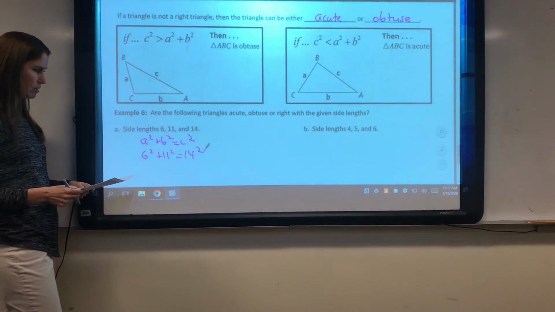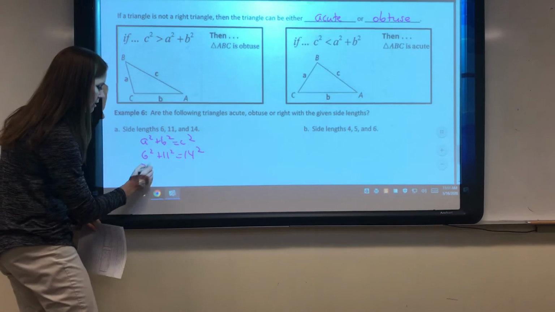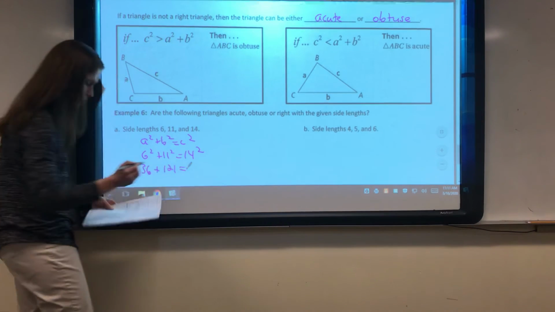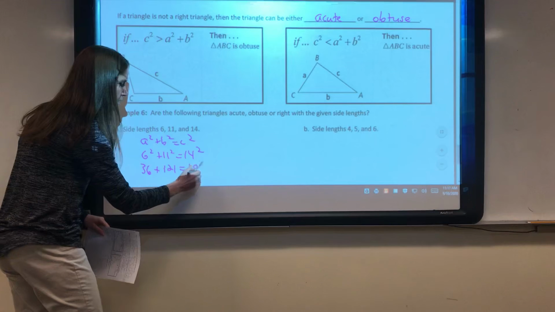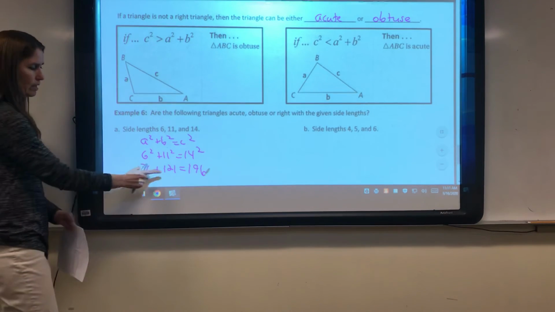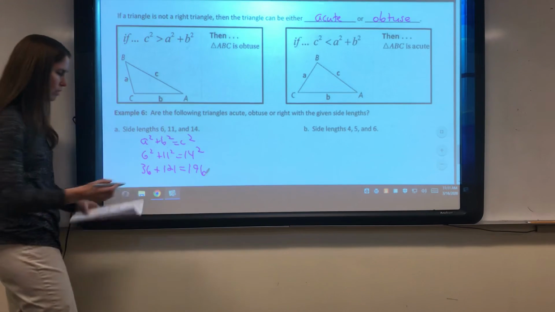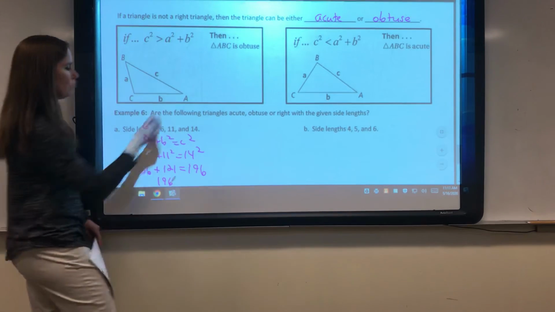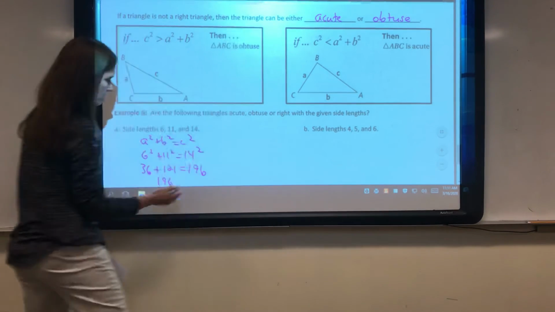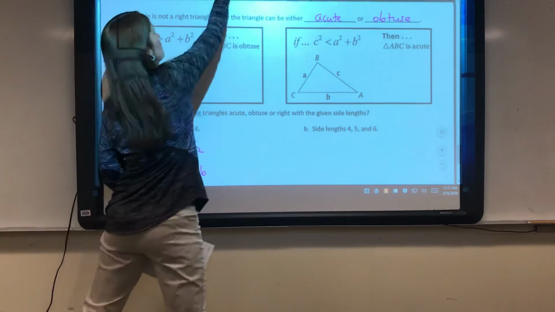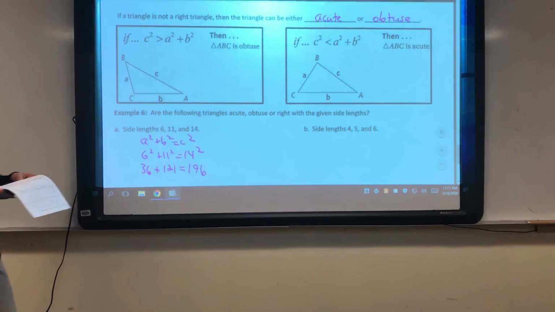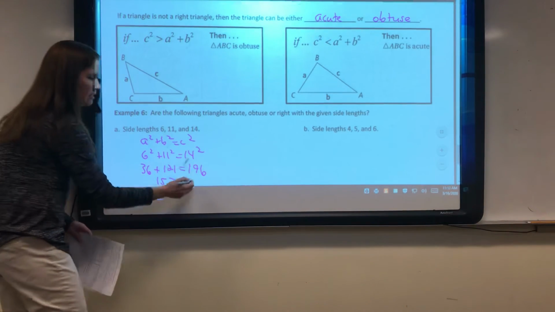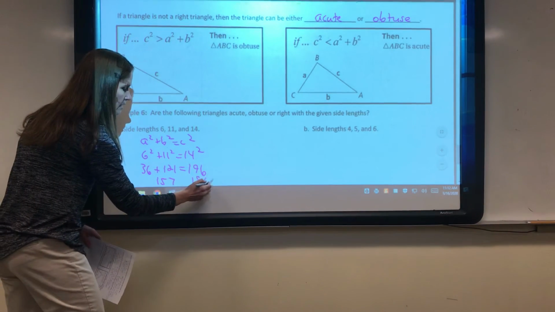And again, we're just seeing what happens here. So if I go ahead and do 6 squared, I know that's 36. 11 squared is 121, and 14 squared is 196. And if I go ahead and add up these, I end up with 196. Oops, actually, I'm looking at it wrong here. If I add up the 36 and the 121, I get 157. And this side is obviously still the 196.